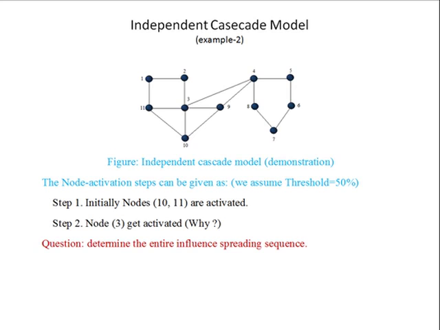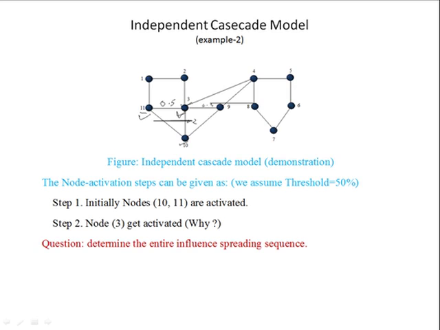In this graph there are a total of 11 nodes. Initially the nodes 10 and 11 are activated, and it activates the node 3. Here the activation thresholds, suppose they represent some activation probability like 0.5, 0.2, 0.3. Then at the next step, suppose it satisfies the hit success, then node 10 and 11 will activate node 3.